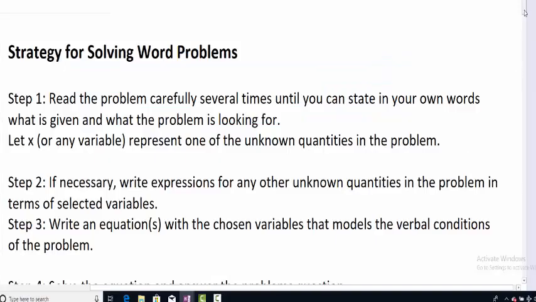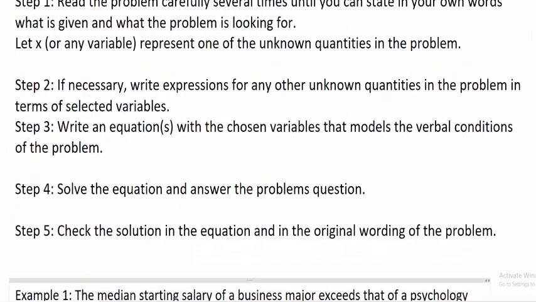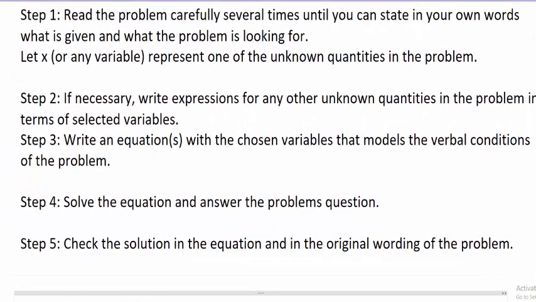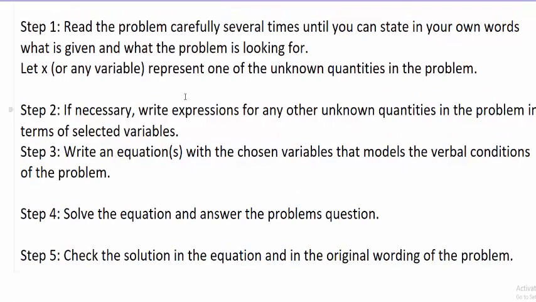First of all, we're going to review some strategies for solving word problems. We have 5 steps of strategies here. First of all, of course, you need to read the problem carefully several times. Just keep reading it until you can state in your own words what is given and what the problem is looking for. And as far as what the problem is looking for, you need to assign a variable to represent the unknown quantities. This can often be found in the last sentence, or at least that's a good place to start. Sometimes you need to add some other variables as necessary.